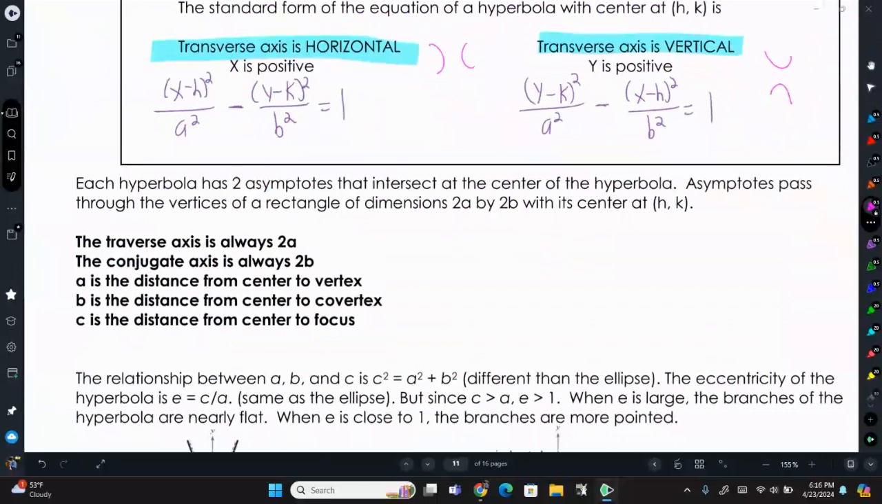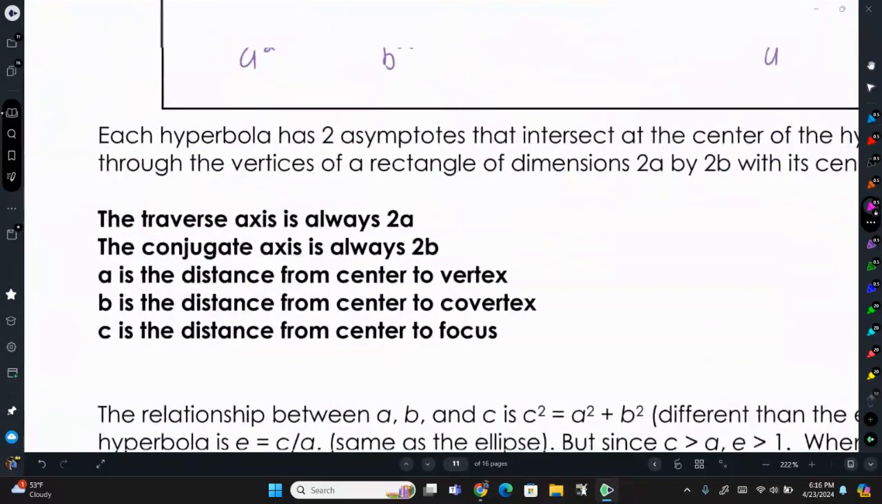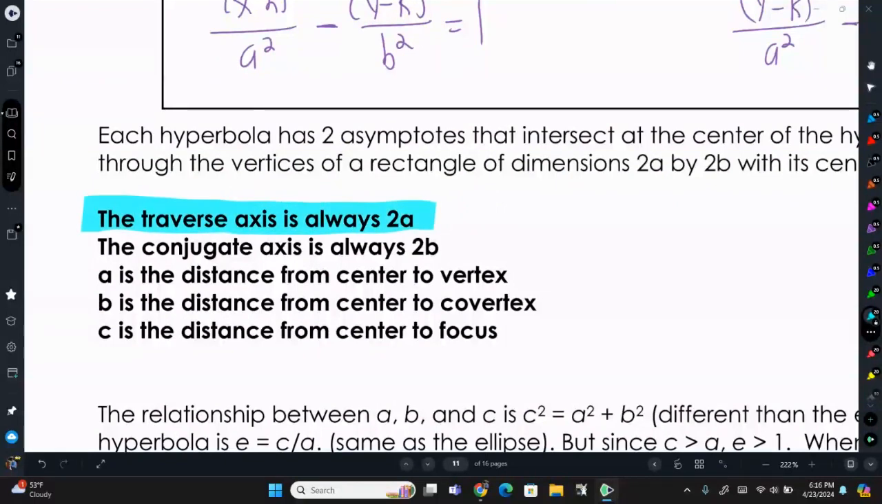So each hyperbola has two asymptotes that intersect at the center of the hyperbola, and the asymptotes pass through the vertices of a rectangle with dimensions 2a by 2b with its center at h comma k. I know that sounds very intimidating right now, but when we start to draw these, you will find that it isn't bad. The transverse axis is always 2a units. Your vertices are a units away from the center. The conjugate axis, the one that connects the co-vertices, is 2b units long.